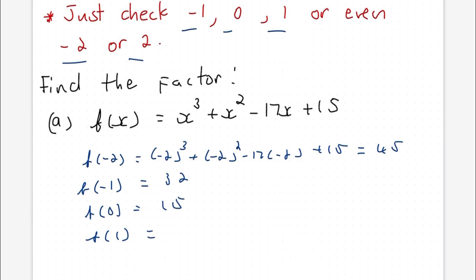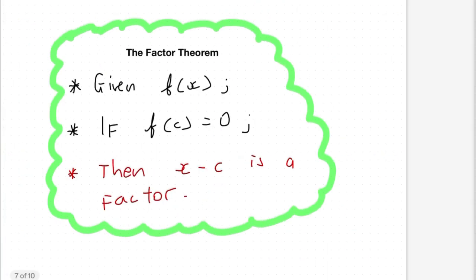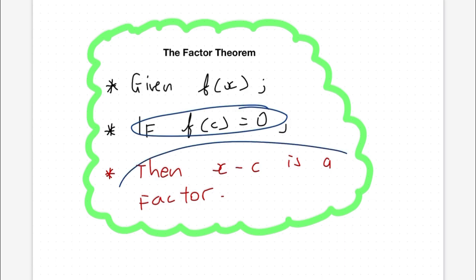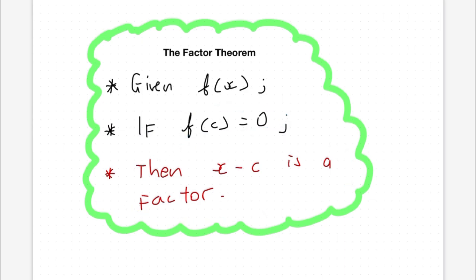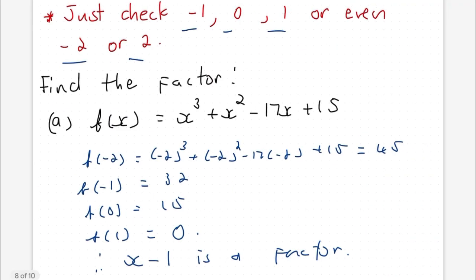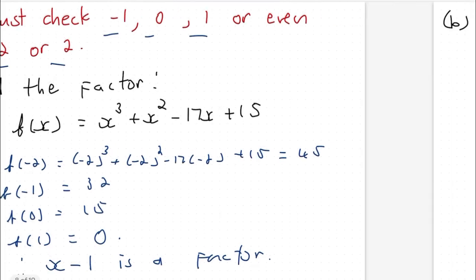Great. When I try f of 1, I get 0. What does that mean? That means that x minus 1 is a factor. That's what the factor theorem teaches us: that if f of c is 0, then x minus c is a factor. So you just try the different integers like minus 2, minus 1, 0, 1, 2, and you try to see the one that makes the expression 0, and that means x minus that number is a factor. Great, let's look at another.